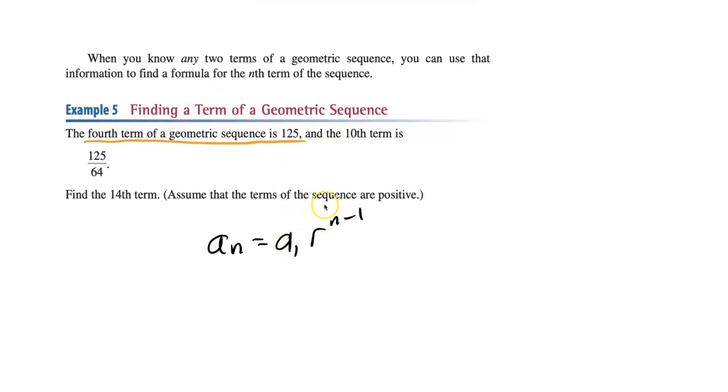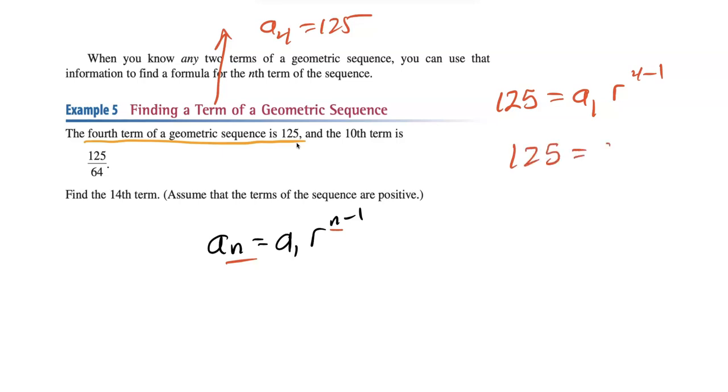So all we're going to do is plug this into that formula to make an equation. The fourth term, when I plug in 4 for n, I get 125. So this is just saying a_4 equals 125. If we type that in, 125 equals a_1 times r to the 4 minus 1, also known as 125 equals a_1 r cubed. So that's our one equation.